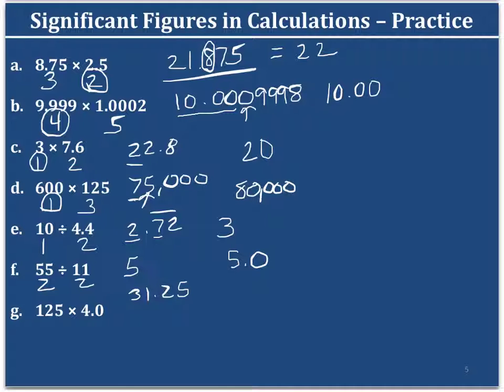Okay, and then our last one, oh, I didn't write how many sig figs, 3 and 2. So our last one, our answer should have just 2 sig figs. So this is our last sig fig. This number is less than 5, so it would be 31.